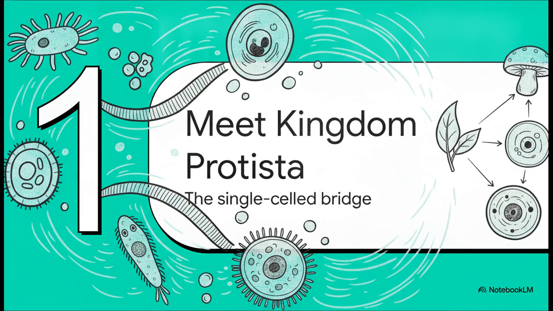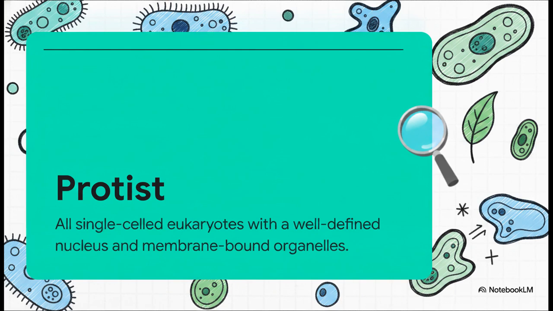Section 1. Meet Kingdom Protista, the single-celled bridge. Okay, so to absolutely crush your exam, we first need to establish a solid baseline. These are primarily aquatic organisms, and they form a super vital evolutionary link between plants, animals, and fungi. Now, the strict textbook definition of a protist includes all single-celled eukaryotes. To be fair, biologists will be the first to admit that the exact boundaries of this kingdom aren't perfectly defined.